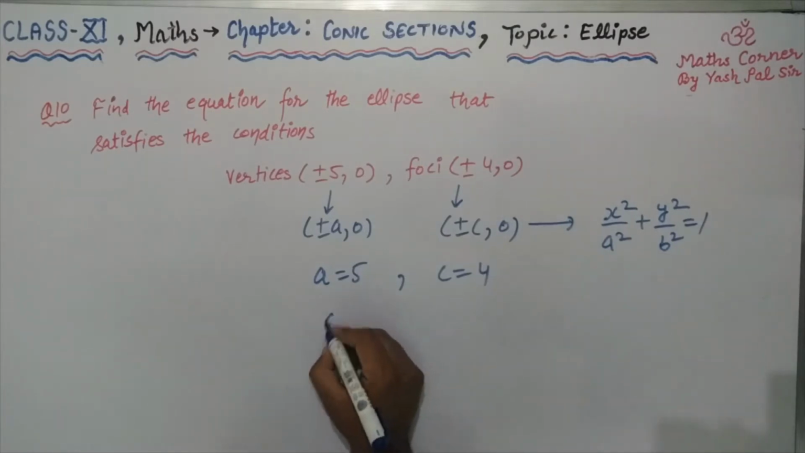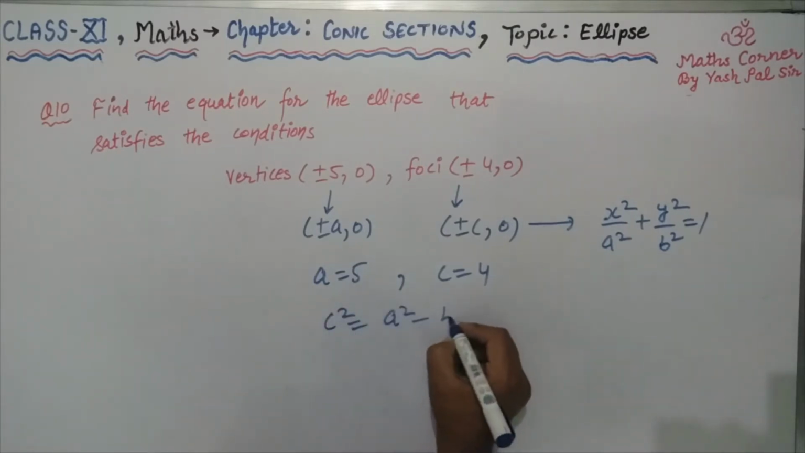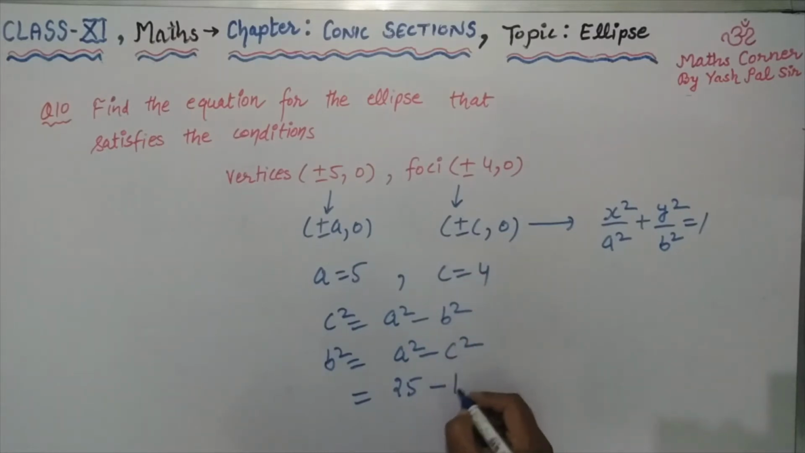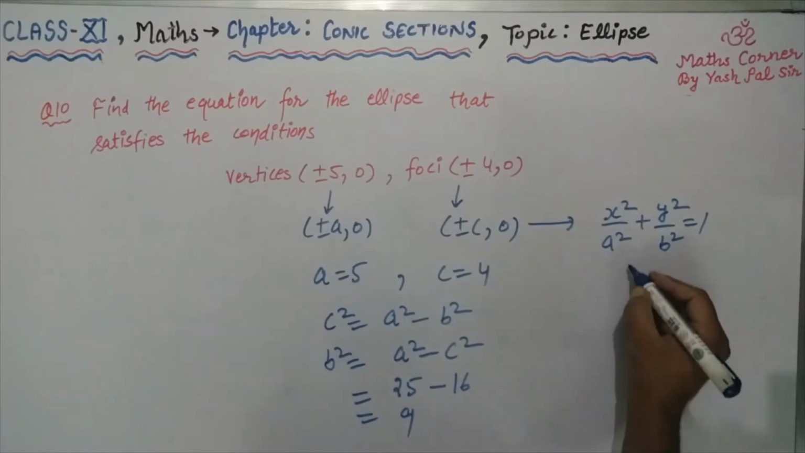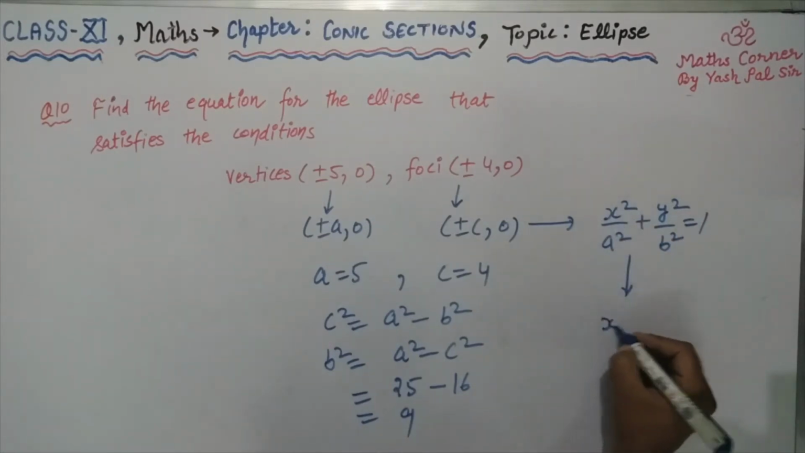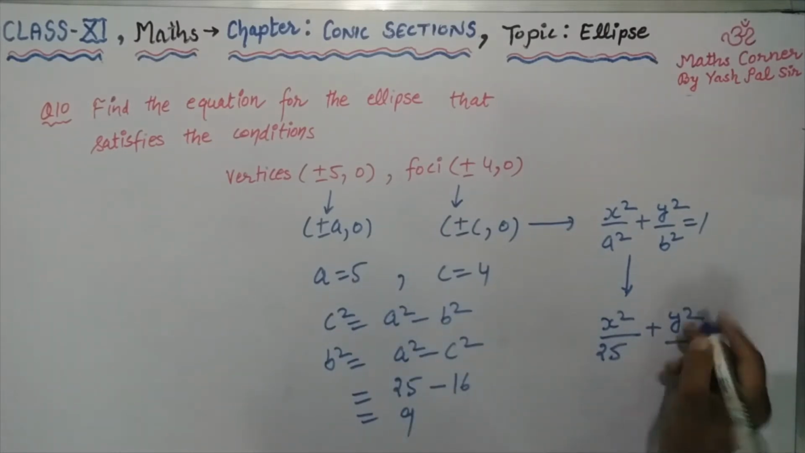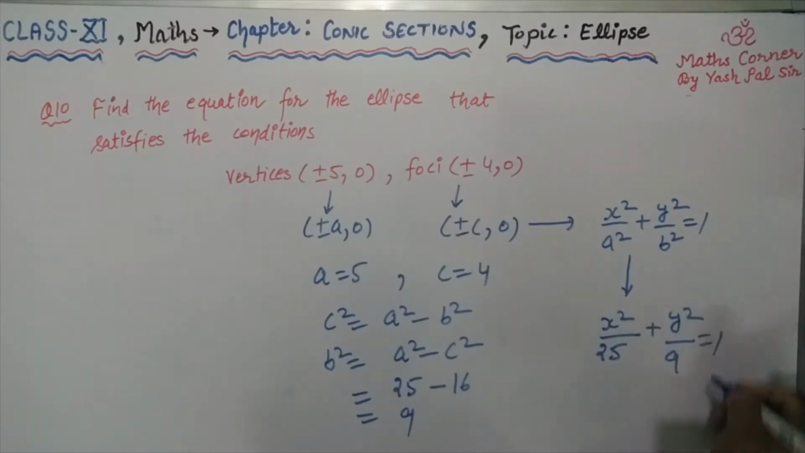So we say c square is equal to a square minus b square. That is, b square is equal to a square minus c square. So this becomes a square means 25, c square means 16. So 25 minus 16 is 9. So here we substitute the value: x square upon a square, which is 25, plus y square upon b square, which is 9, is equal to 1, is the required equation of the ellipse.